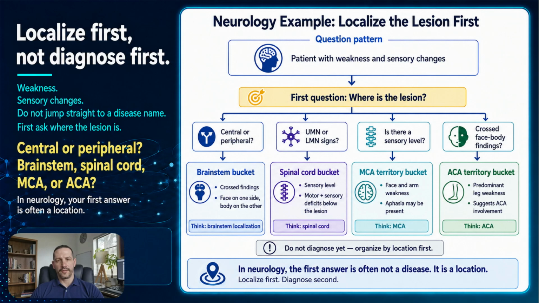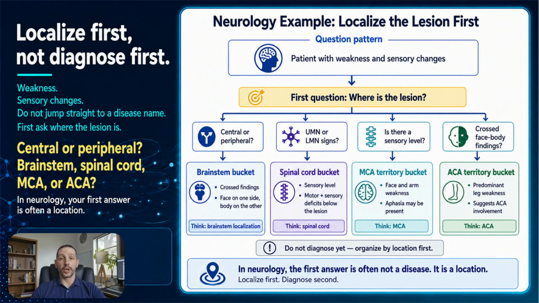Crossed face and body findings point you toward the brainstem bucket. A sensory level points toward the spinal cord. Face and arm weakness with aphasia may place you in an MCA territory bucket, while predominant leg weakness suggests ACA involvement. In neurology, your first answer is often not a disease. It is a location. Localize first, diagnose second.